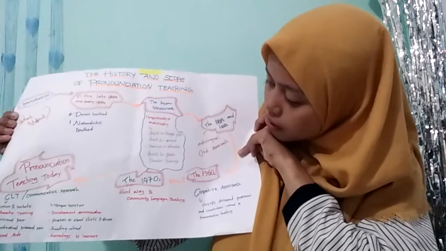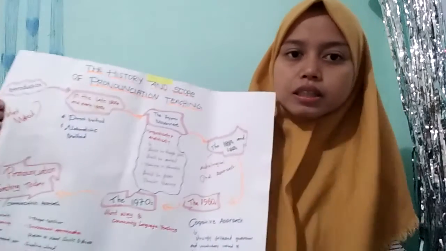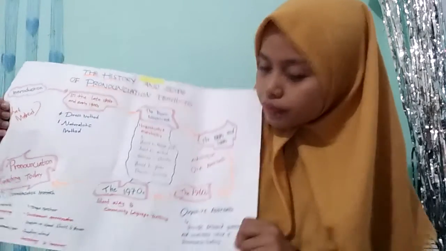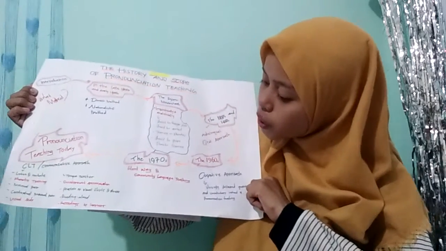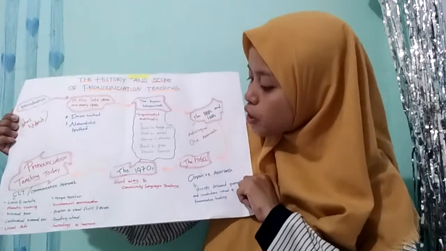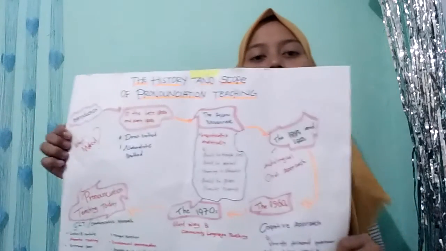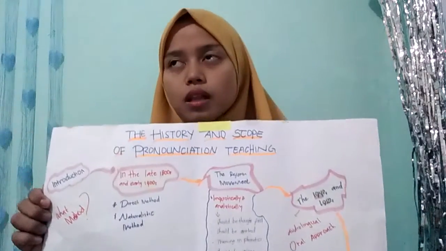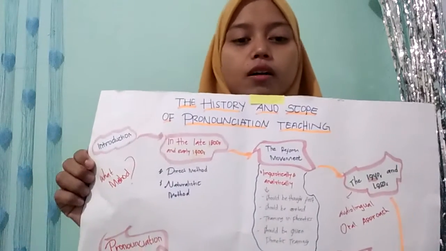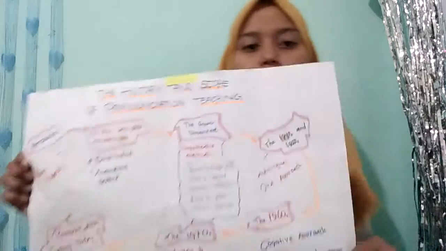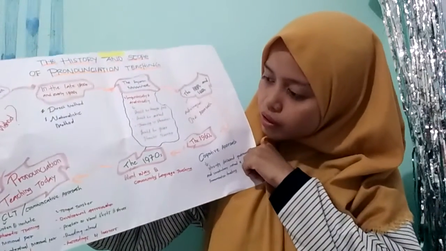And the next is the 1970s. In this time, there are two methods to teach pronunciation. The first is the silent way. In the silent way, the teacher uses colors to represent the pronunciation. And the next is community language teaching.